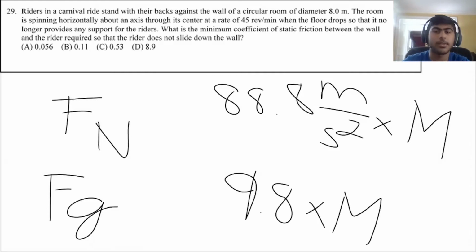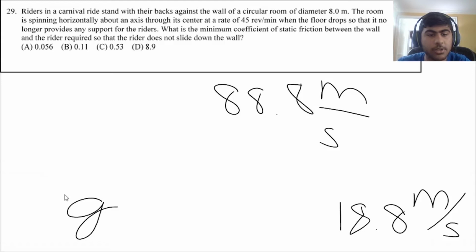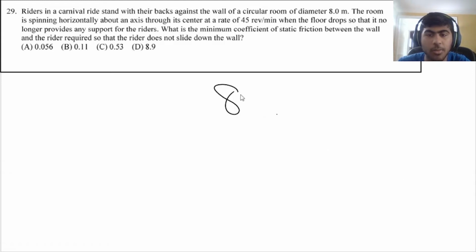Well, look at that. Our gravitational force is 9.8 times m, which means that if we want to make sure that the rider does not slide down the wall, we just need to make sure that our static frictional force is at least 9.8 m. And since it's asking us for the minimum, we can just assume it's 9.8 m. So if our frictional force is 9.8 m, and our normal force is 88.8 meters per second squared times m, we can just use another equation that is really not even an equation at all.